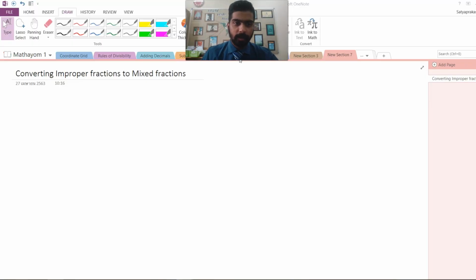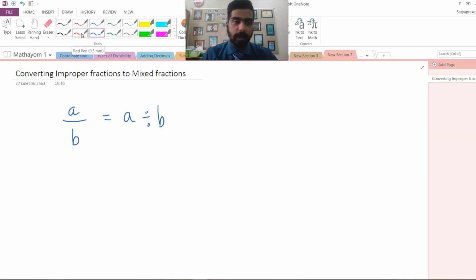Alright guys, so before we convert improper fractions to mixed fractions, let's get to the basics and see what fractions are. If I have anything written like this, a over b, this is a fraction. In other words, a over b can also be written as a divided by b.